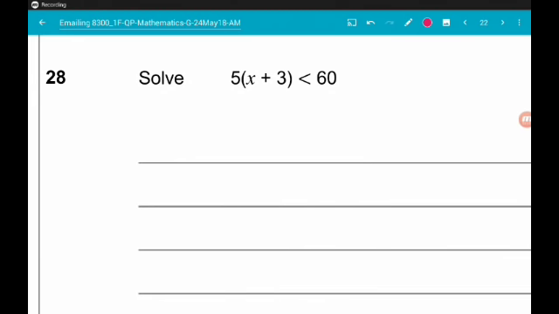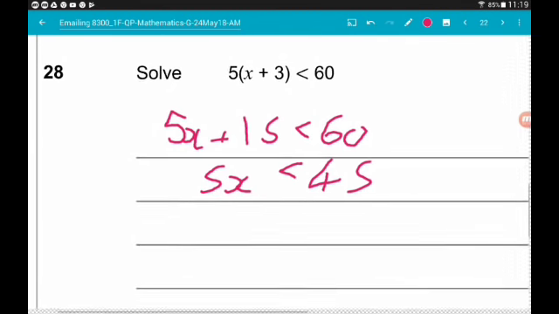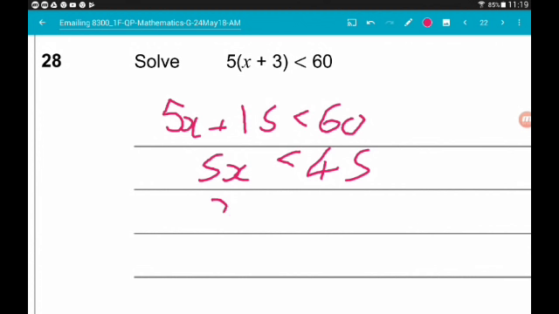28 wants us to solve 5 lots of x plus 3 is less than 60. So I'm going to do this 2 ways. So the first way is by expanding the brackets. So that's going to give us 5x plus 15 is less than 60. Minus the 15, we get 5x is less than 45. And then dividing by 5 gives us x is less than 9. So that's the answer. That's one way.